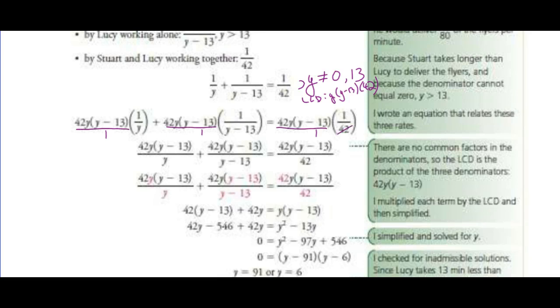Okay, then you cross off the 42s. Take out the y minus 13s, take out the y. We've got a 1, a 1, a 1, a 1, a 1, and a 1. Okay, so that's the idea. We get rid of all of those. We now have a 42, so where do they do that down here?